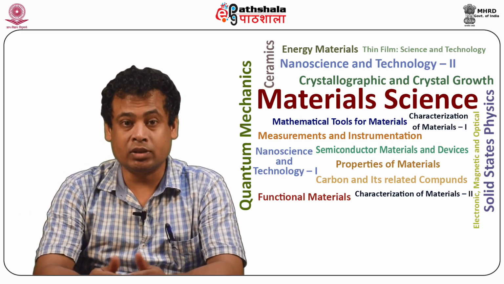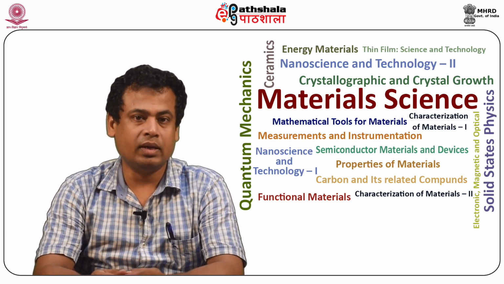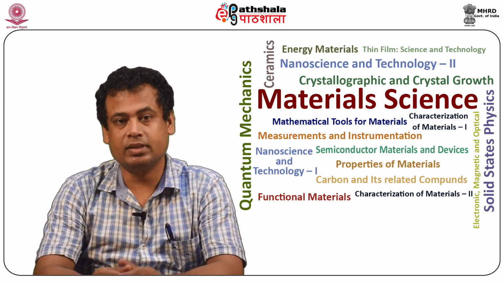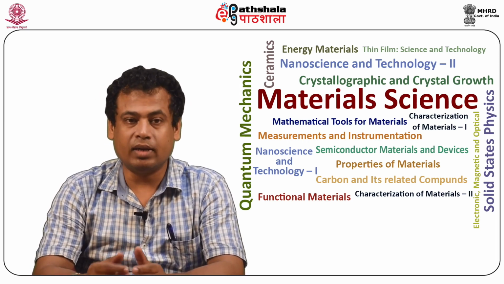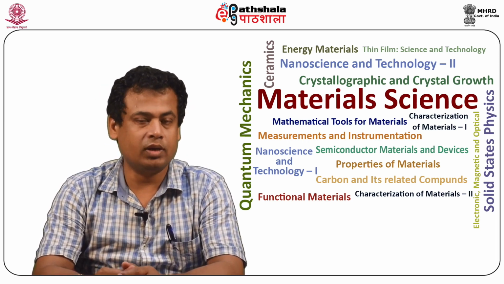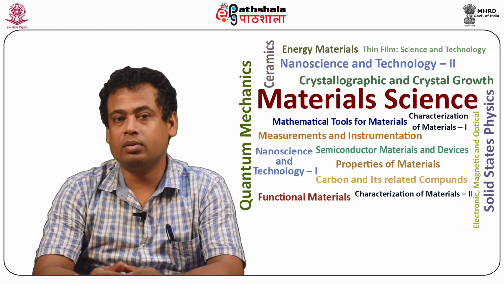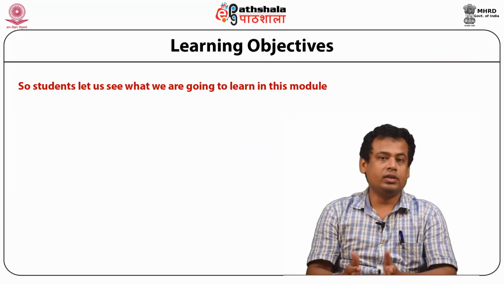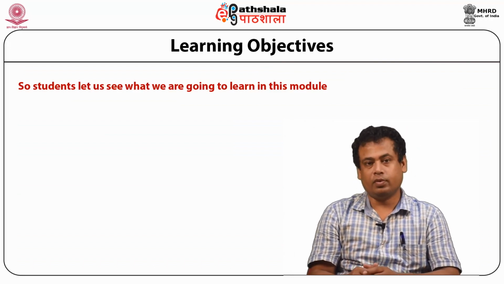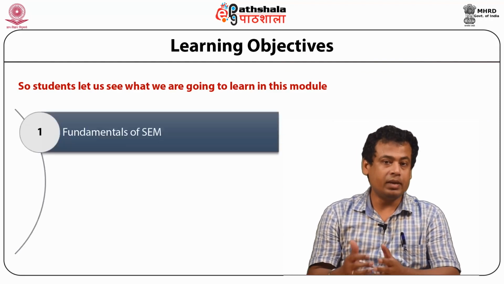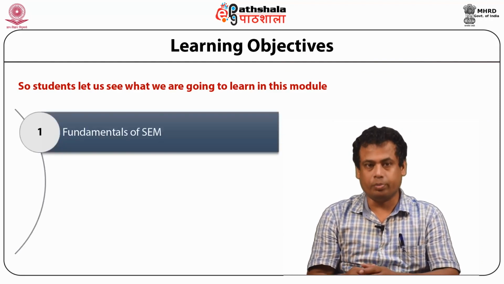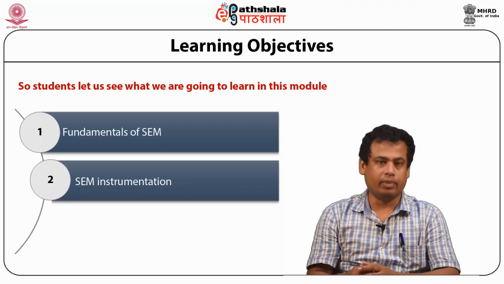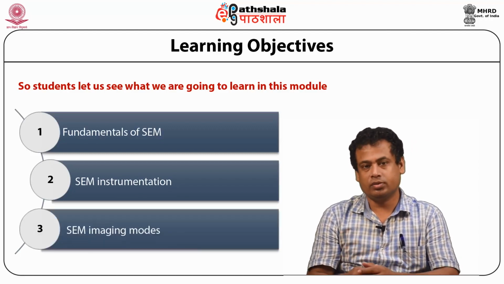Today we are going to discuss the module SEM instrumentation, which is the second part of the scanning electron microscope we studied last time from the paper Characterization of Materials 2. So students, let us see what we are going to learn in this module. First, we will learn about the fundamentals of scanning electron microscopy. Then we will see the SEM instrumentation, and finally we will study the SEM imaging modes.